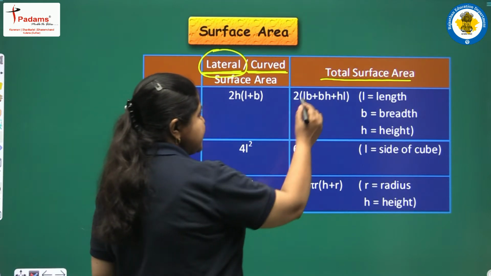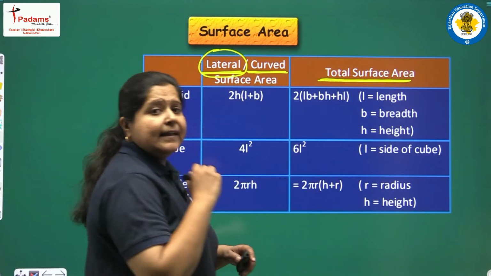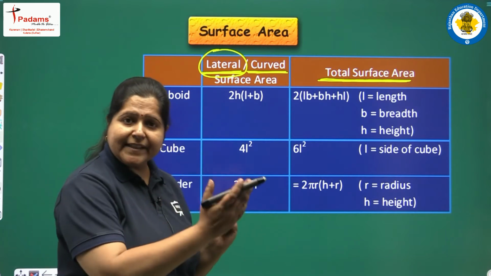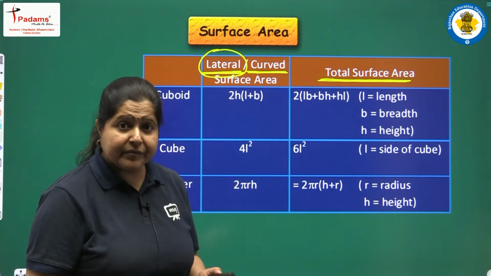And the total surface area is obtained by adding the area of all the faces, not only the four side faces but also the top face and the bottom face.